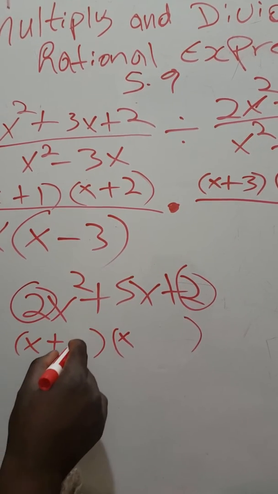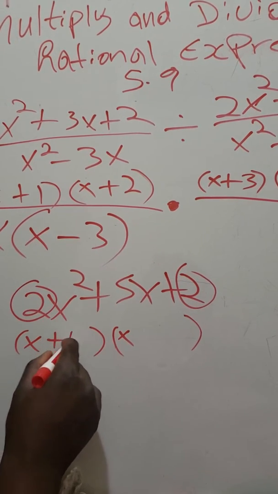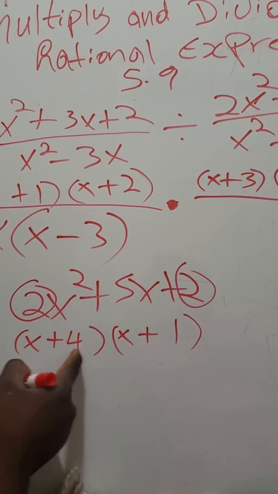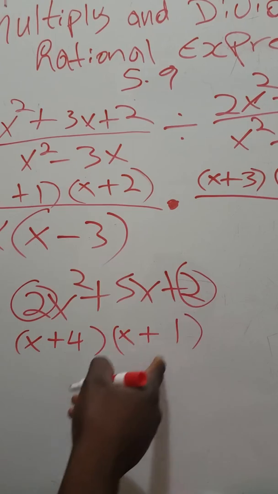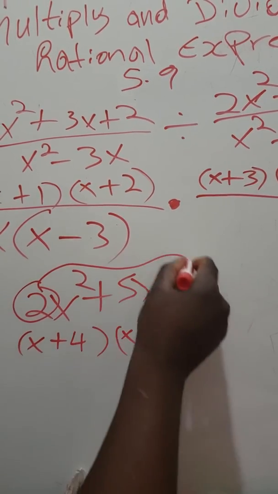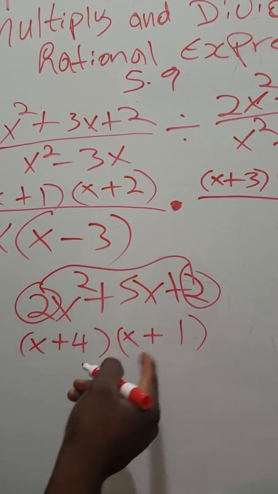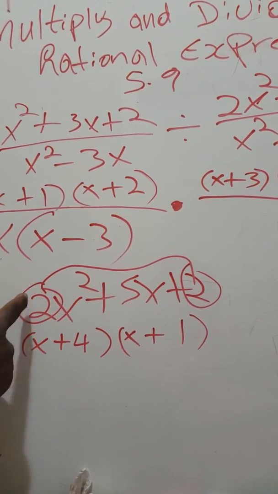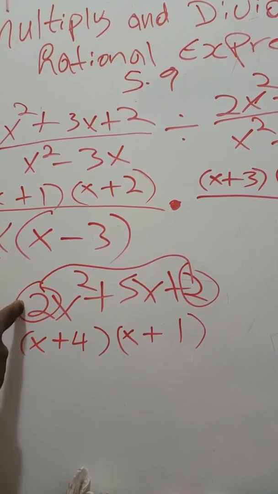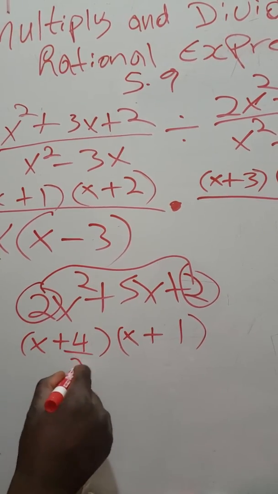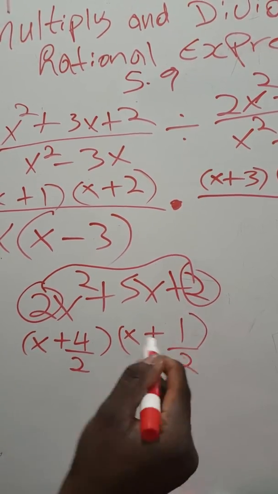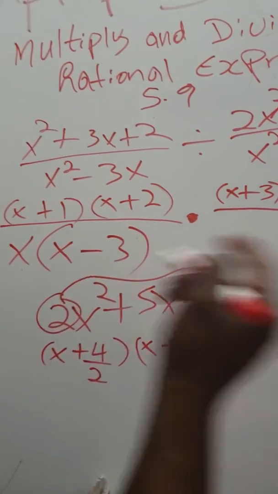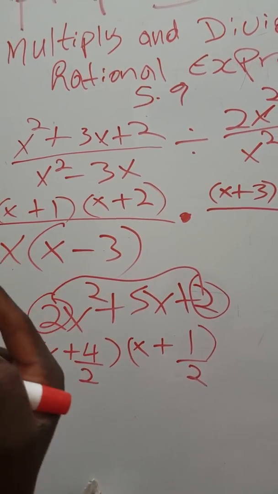So plus 4 and plus 1, because if we add, we get 5, and if we multiply, we get the 4 back. 2 times 2 is 4. Now, because we're using the Colombian method, we have to divide each one by the a term, the coefficient of the a term, which is 2. Divide by 2. Remember, this is the Colombian method, not AC, because with AC you would have to do something else. So now, can we simplify?